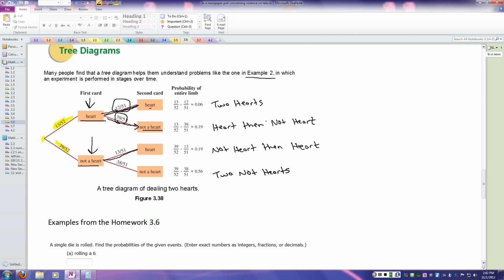So the probability of getting 2 hearts is 0.06. So 6% of the time you'll get 2 hearts in a row. 19% of the time you'll get a heart, then not a heart. 19% of the time you'll get a not a heart, then a heart. And 56% of the time you'll get 2 cards that are not hearts.